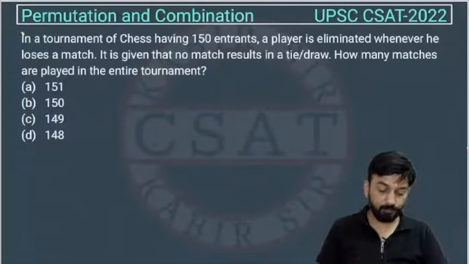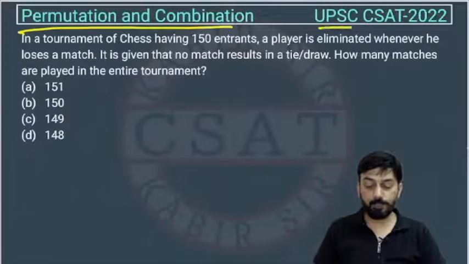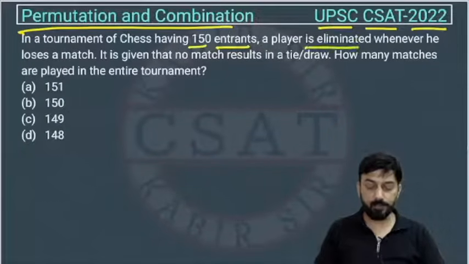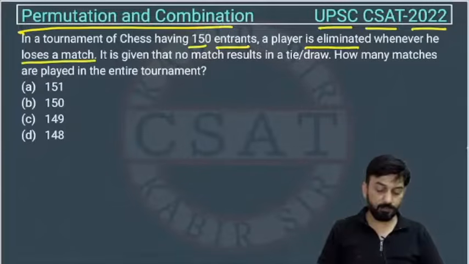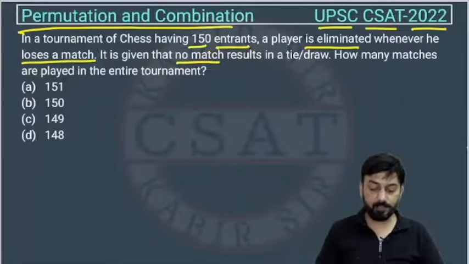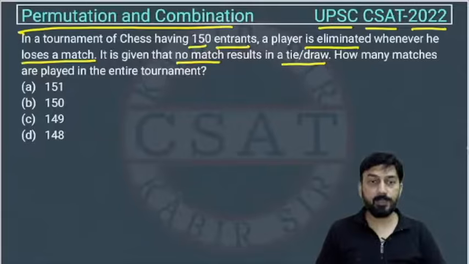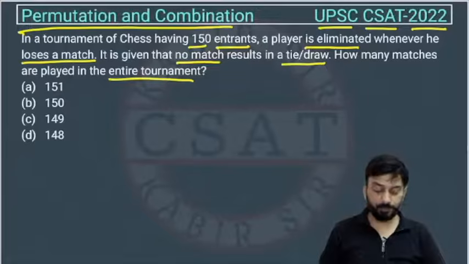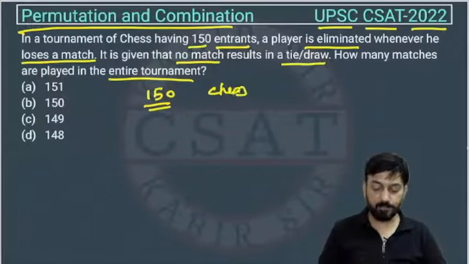Okay, this is a question from the Permutation and Combination chapter asked by UPSC in their CSAT paper of 2022. In a tournament of chess having 150 entrants, a player is eliminated whenever he loses a match. It is given that no match results in a tie or draw. How many matches are played in the entire tournament? So the question is saying this is a knockout kind of game, right? So how many players are there? 150, and all these players are playing chess, and no match is a draw or tie, right?